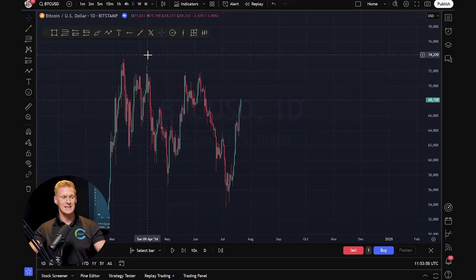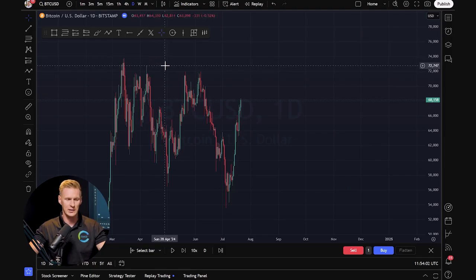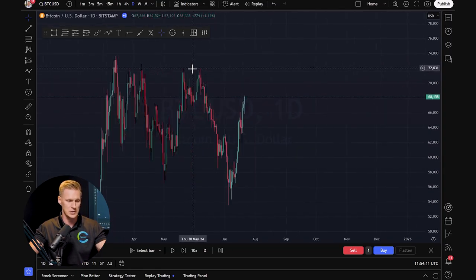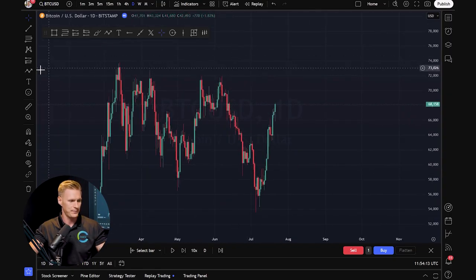Okay, let's start with this example. That's a Bitcoin on the daily time frame. And the first step on direction is from right to left to identify 3 highs and 3 lows. You'll do this together.